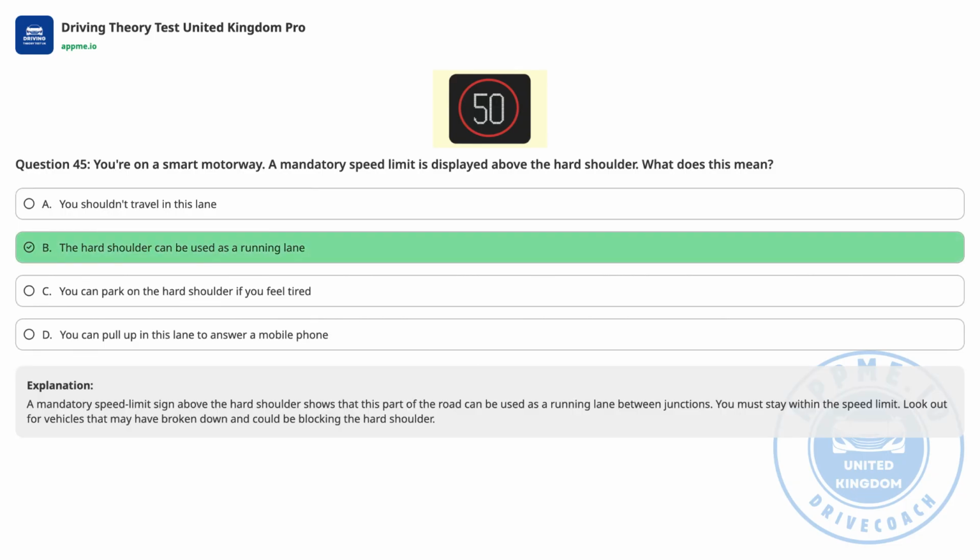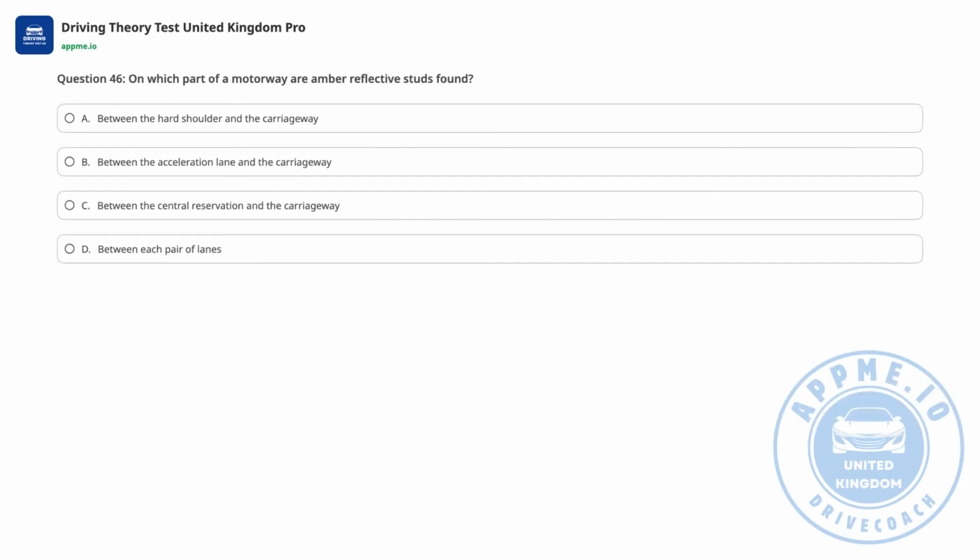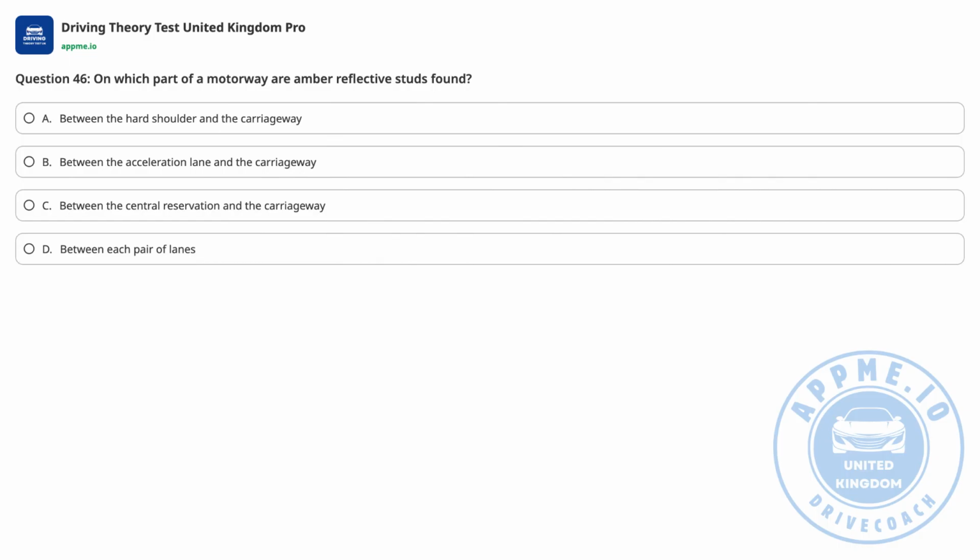The correct answer is B. Question 46. On which part of a motorway are amber reflective studs found? A. Between the hard shoulder and the carriageway. B. Between the acceleration lane and the carriageway. C. Between the central reservation and the carriageway. D. Between each pair of lanes.